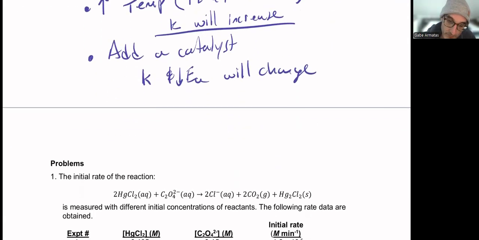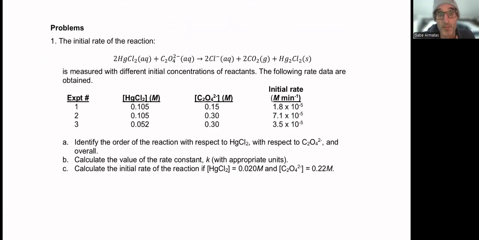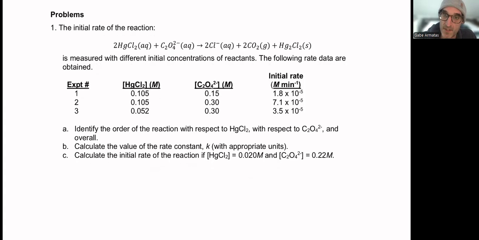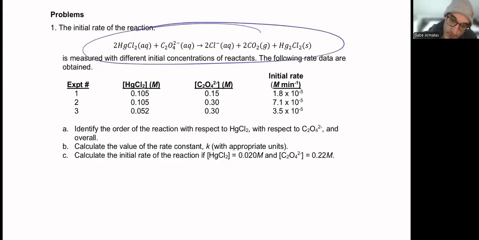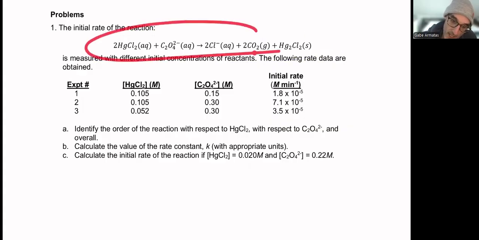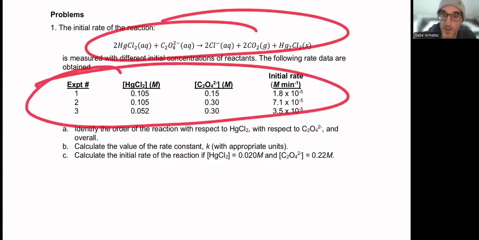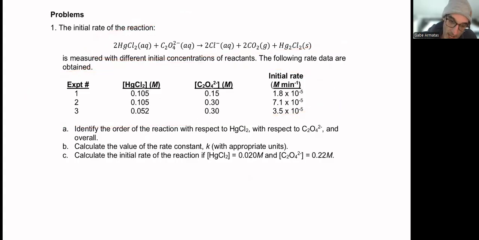All right. Now let's move on to the problems. These are a little bit more mathematical. We're going to do all of these together. We have this reaction above, and with this reaction we've done 3 experiments. Identify the order of each reactant with respect to mercury chloride, HgCl2, and the oxalate ion in the overall reaction.